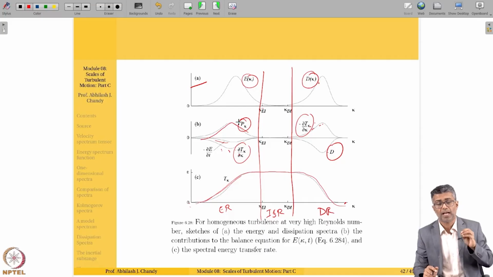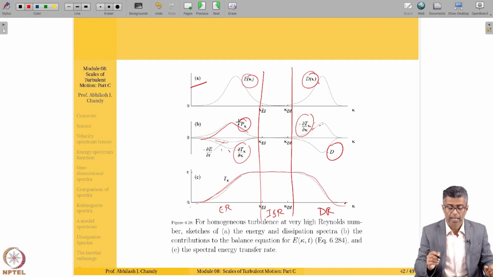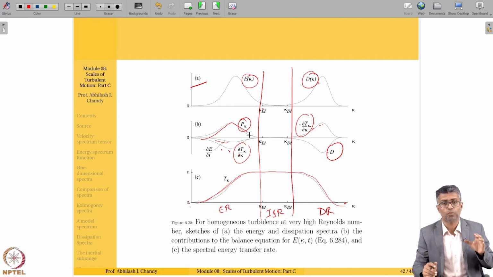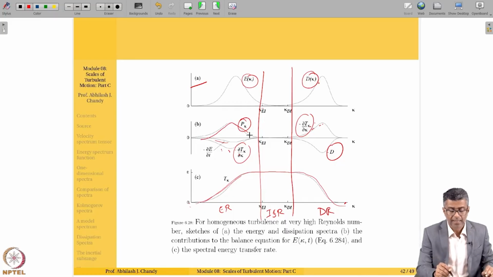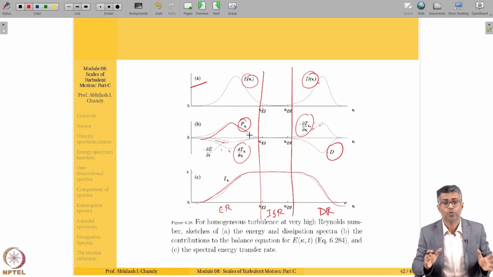And I brought out examples last time when I talked about a jet flow and flow coming in through the nozzle. That is what is bringing in the energy, correct? So then I have the production being more dominant in the energy containing range. Then there is this additional term, the spectral transfer rate term, minus del T del kappa. Minus del T del kappa exists everywhere, right?